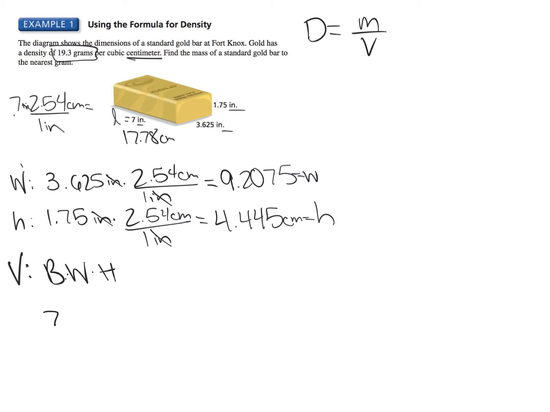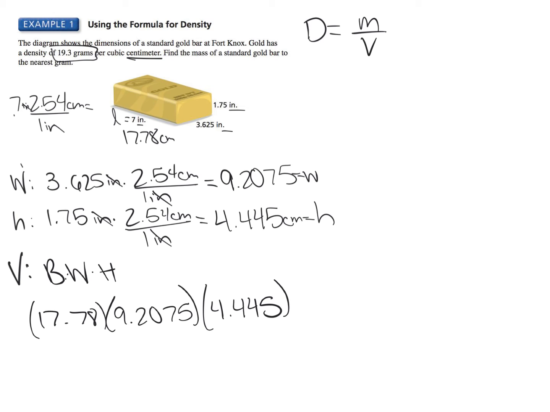So 17.78 times 9.2075 times 4.445. We want to go out on the decimals. We want it to be the most accurate. So we'll get 727.69 centimeters cubed.